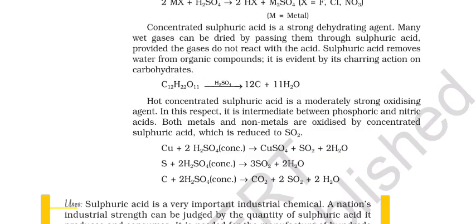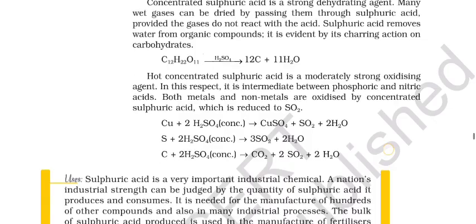Hot concentrated sulfuric acid is a moderately strong oxidizing agent. In this respect, it is intermediate between phosphoric and nitric acid. Both metals and non-metals are oxidized by concentrated sulfuric acid, which is reduced to SO2.